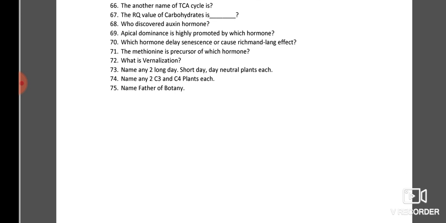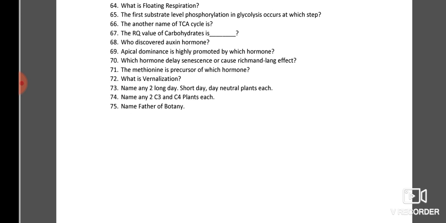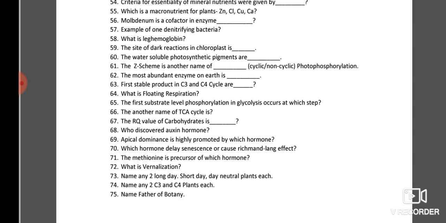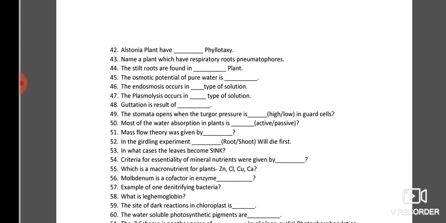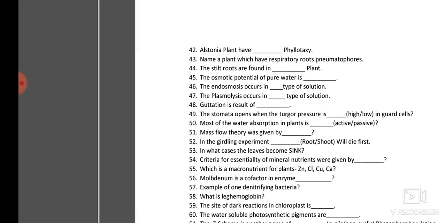Next, C3 and C4 plants. C3 are very common: wheat, rice. These all are C3 plants. Maize, sugarcane are C4 plants. And very simply, the father of botany is Theophrastus, born in 273 B.C., before Christ.